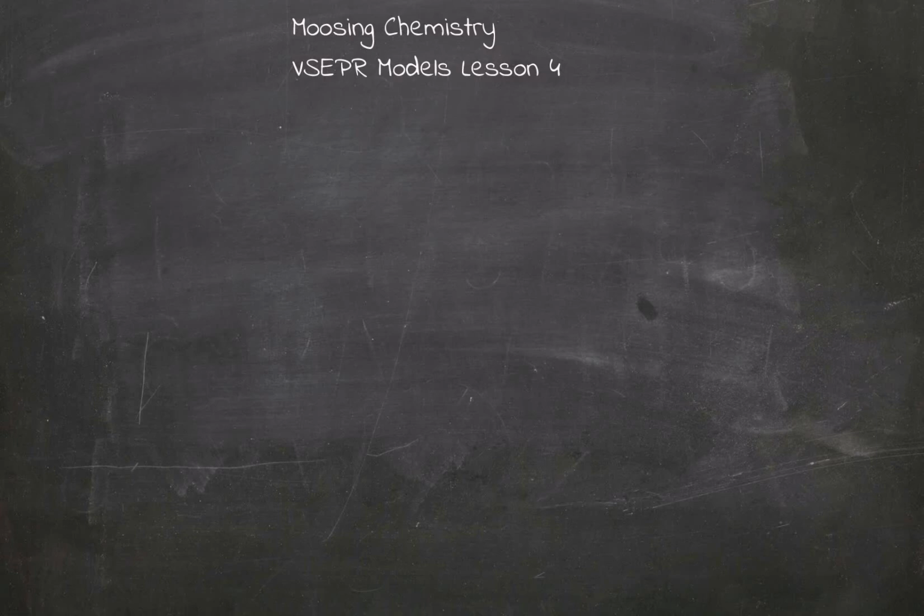Today we're going to do VSEPR Models Lesson 4. The first compound that we're going to work on is silicon tetrachloride, which is SiCl4. Now, silicon is in group 14, so it has 4 valence electrons. And chlorine is in group 17, so it has 7 valence electrons.